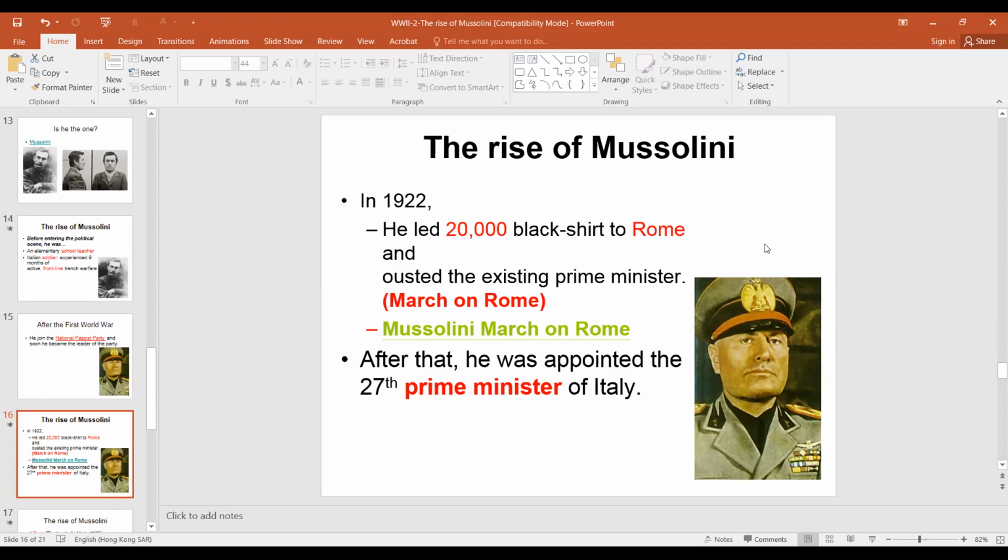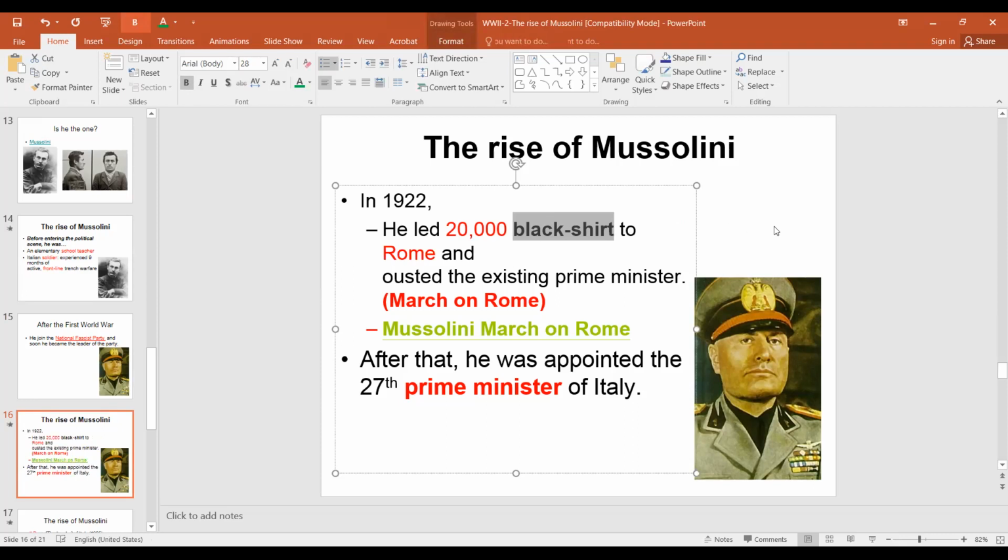and then he was very, very angry towards the democratic government in Italy. Once again, because the democratic government failed to get the promised land in the Paris Peace Conference. So that's why in 1922, he led 20,000 black shirts. What is meant by black shirt? 即係點啊？佢著20,000件黑恤衫。No, black shirt is the term to describe referring to the member or the supporter of Mussolini.